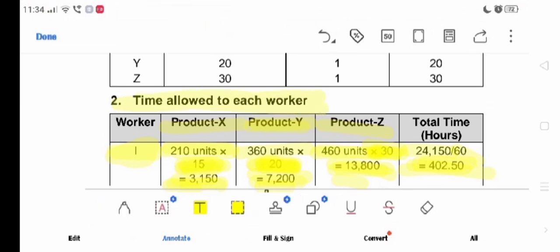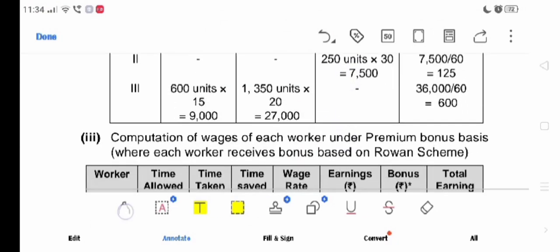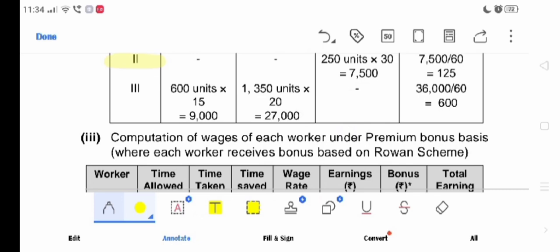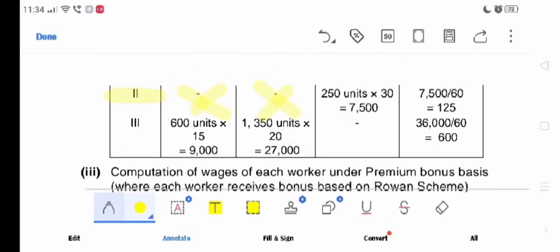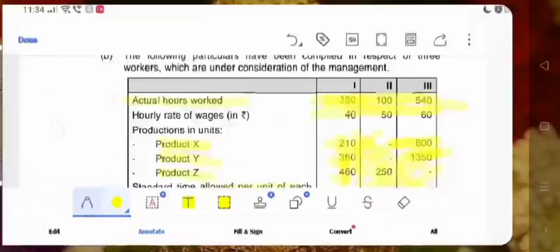Worker number 2 has not produced product X and not produced product Y. He only produced product Z, right?